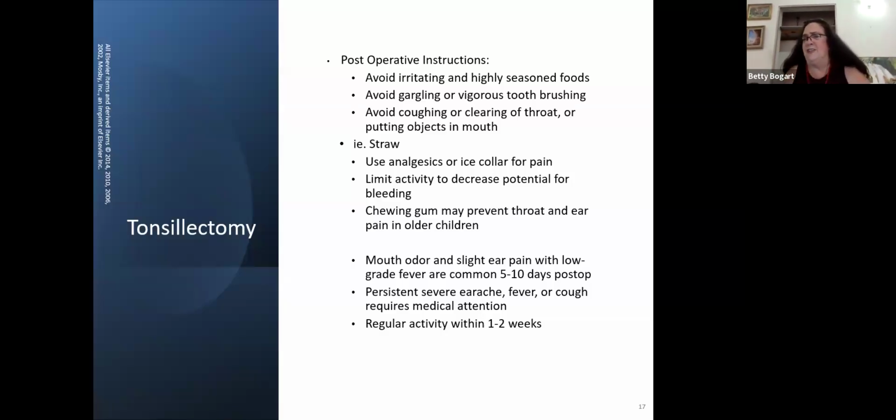Know that these kids can go back to doing their own things in about a week or two, and they do need to be on bed rest. And if they have chronic fevers, coughs, earaches that continue on more than 10 days, something is going on, they need care. It could be an infection in there.